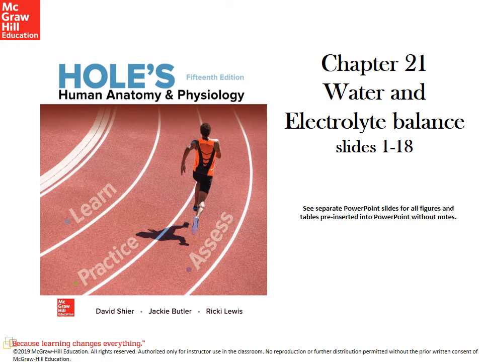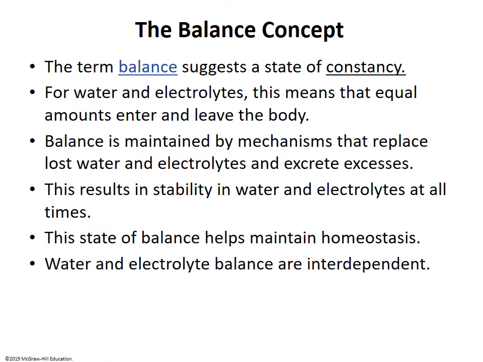All right, so we are now looking at chapter 21 and the water and electrolyte balance. Now, balance, it says here, suggests a state of consistency. Really, it is the perfect definition for homeostasis. It's a balance of trying to keep things in order.